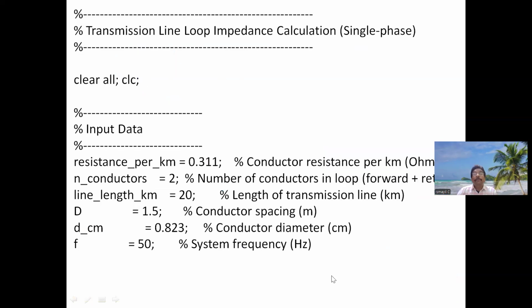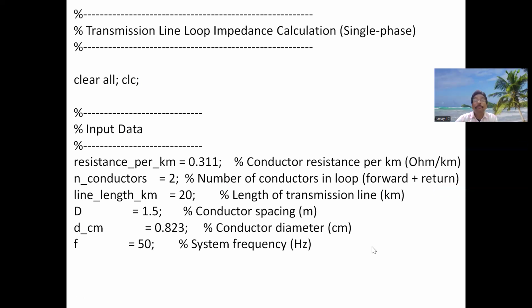Now, I will explain how to do the same problem using a MATLAB program. For writing a MATLAB program, first you can write the given quantities. The resistance of the transmission line is given in ohm per kilometer, so I am using a variable resistance_per_kilometer, and assigning 0.311 to it.